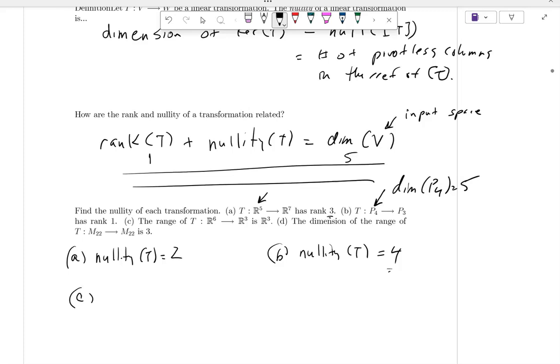So in C, the range is R3. If the range is all of R3, by the way, that would tell you what about the transformation? What word do we use if the codomain is the same as the range? Onto, right? So that would tell you it's onto, correct? If it's an onto transformation, what has to be true about your reduced row echelon form of the standard matrix?